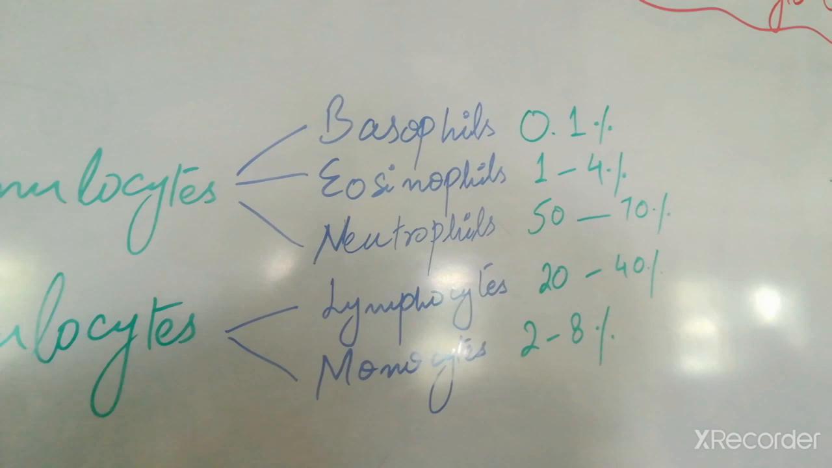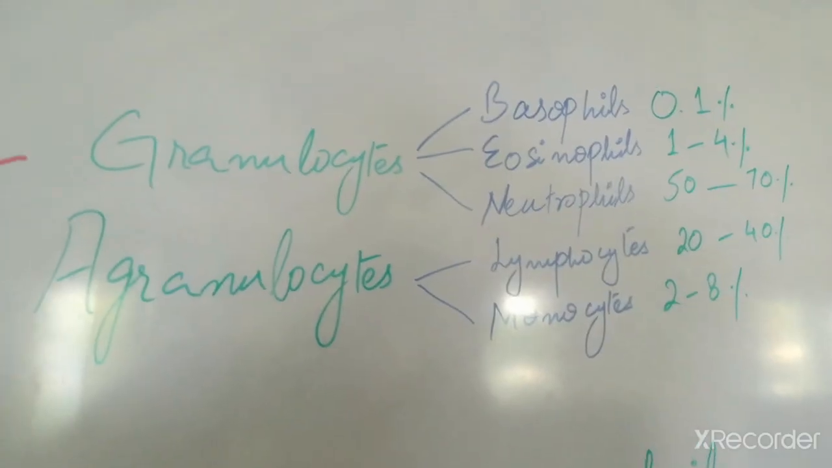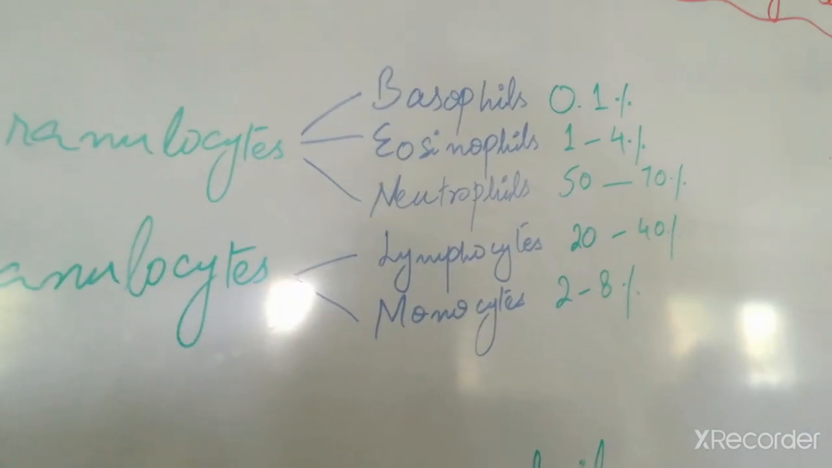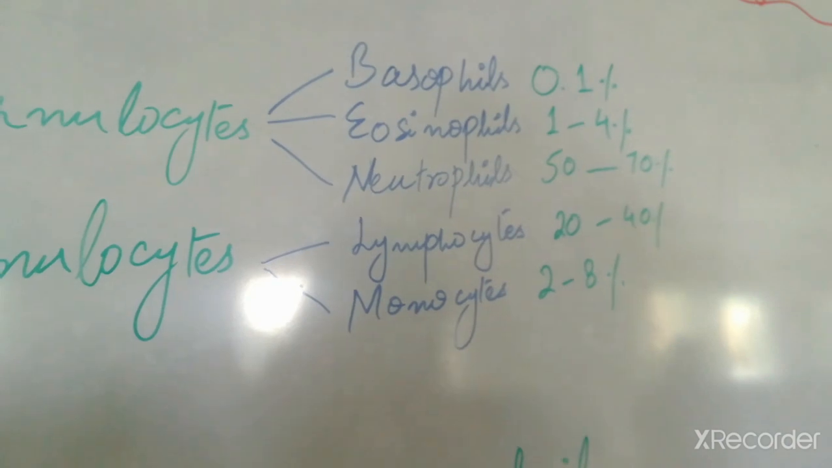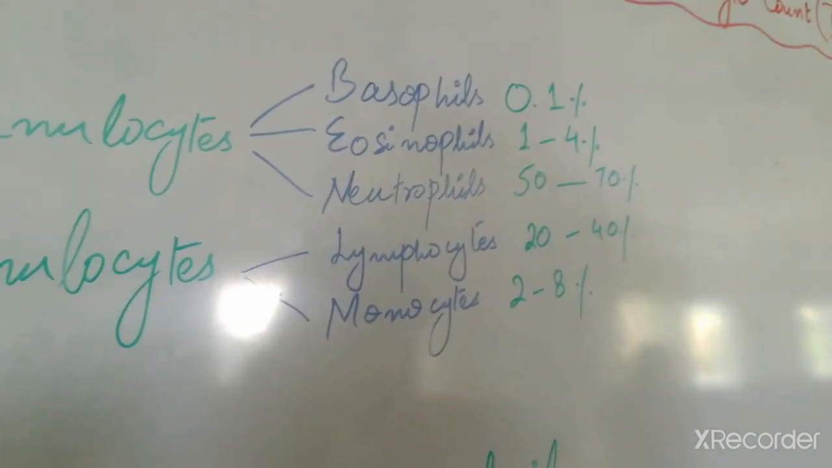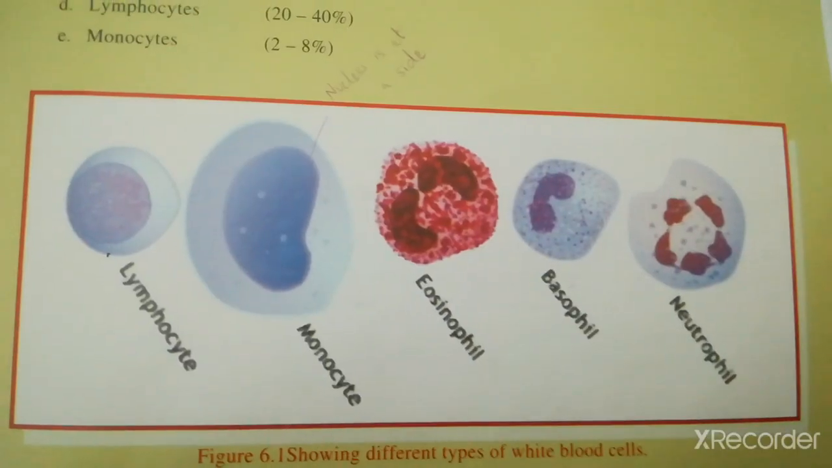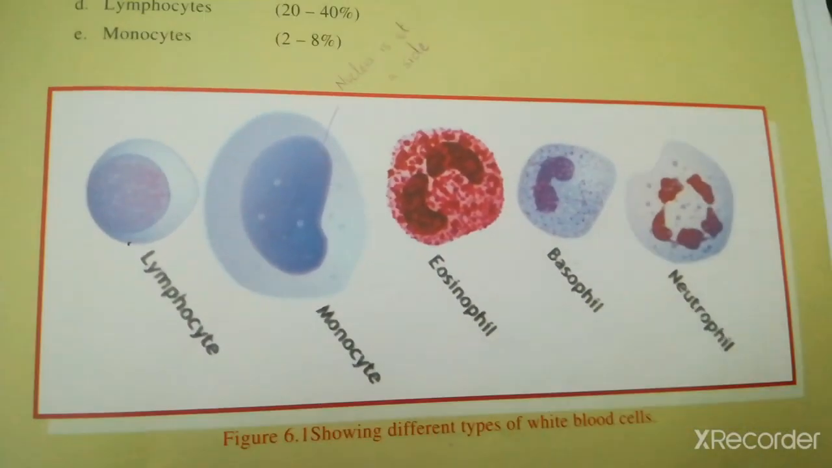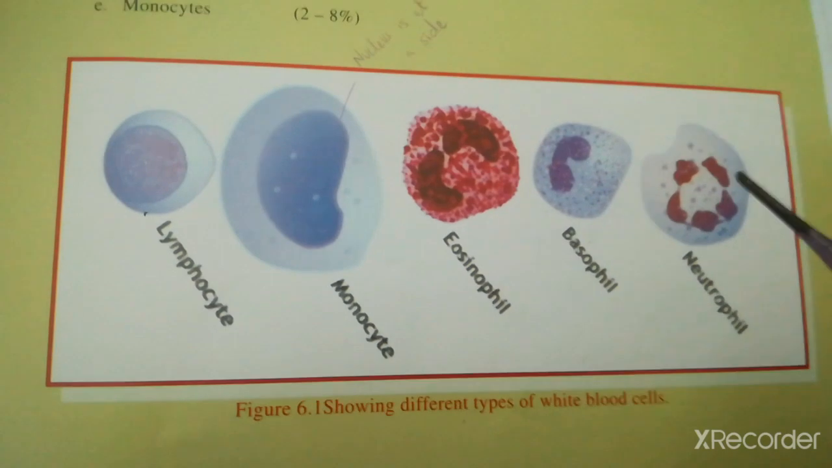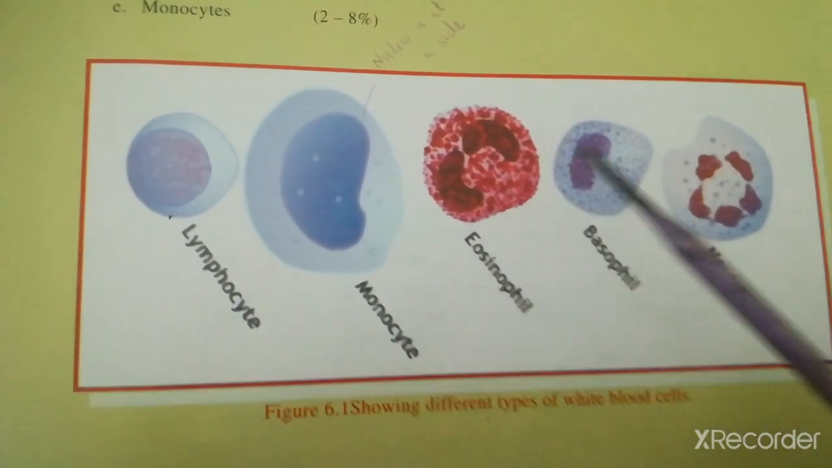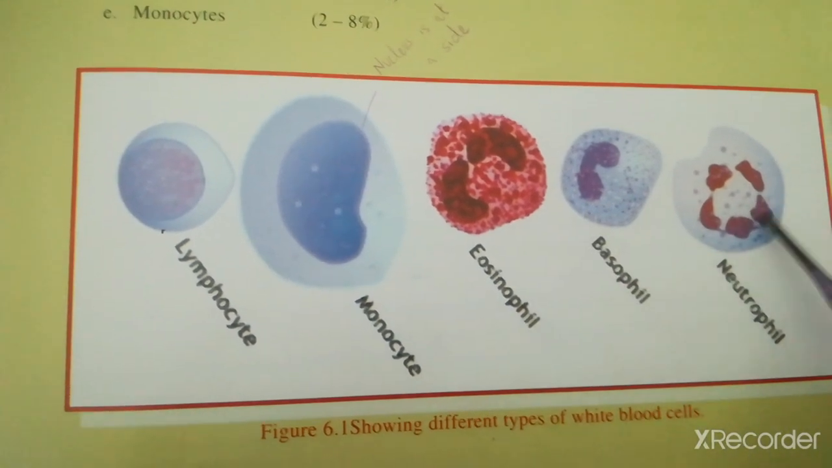Then we have agranulocytes. Basically, granulocytes and agranulocytes means that the cell might have some granules in it, and agranulocytes does not have granules in it. Okay, agranulocytes are lymphocytes and monocytes. Lymphocytes are 20 to 40%, while monocytes are 2 to 8%. Okay, so we have three types of granulocytes, that is basophils, eosinophils, and neutrophils.